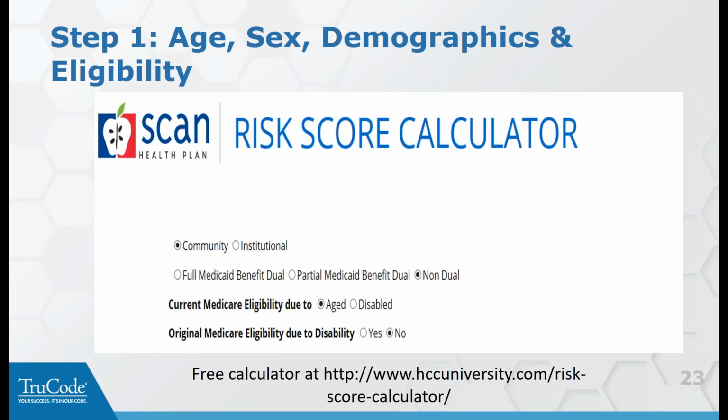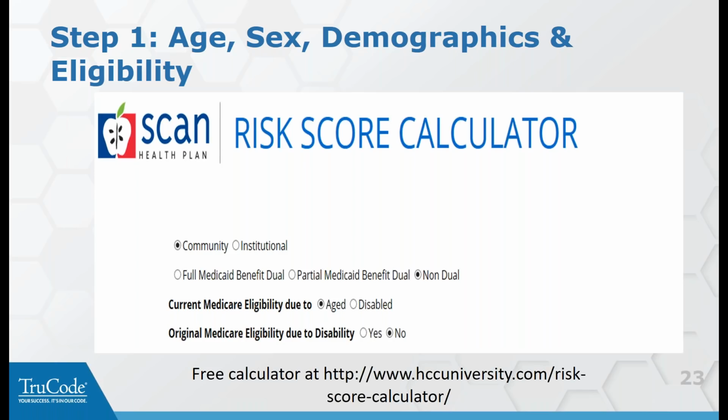This is taken from a free calculator at the website at the bottom of the slide. There are some HCC calculators, or risk adjustment factor calculators, out there that you have to purchase, but this is a free one that you could go online and take a look at. The first thing showing here is that demographic adjustment that I talked about, where you have some questions that you have to answer. This patient is in a community setting. They're not eligible for Medicaid as well as Medicare.